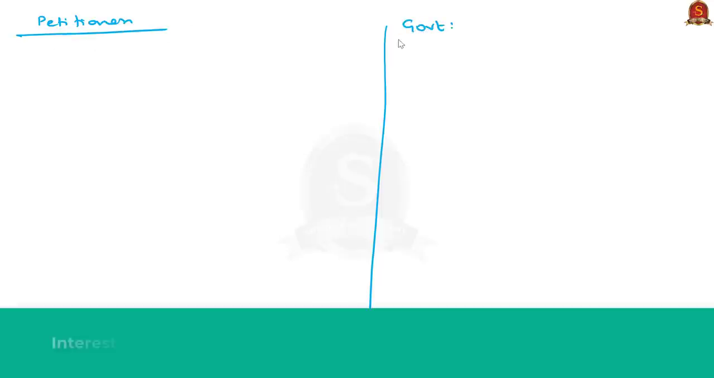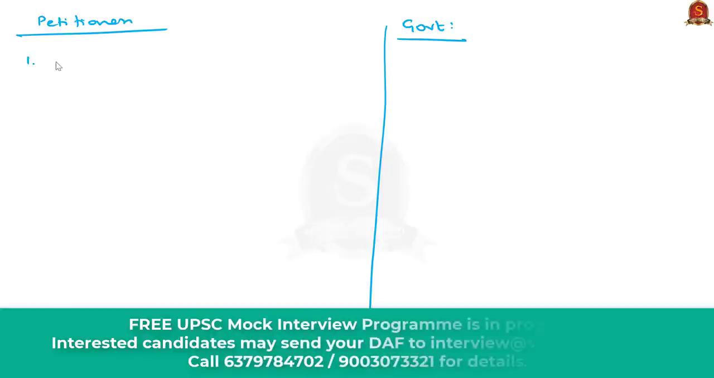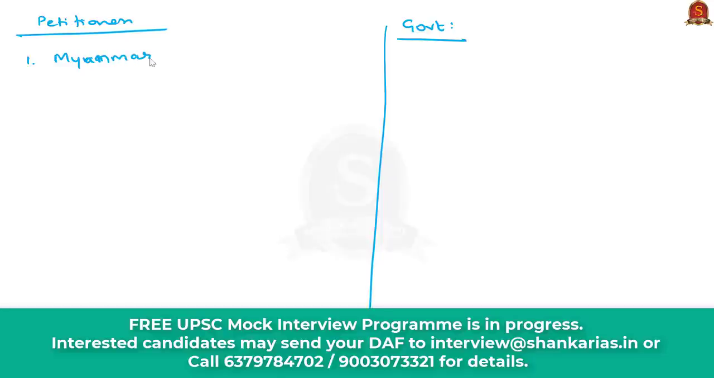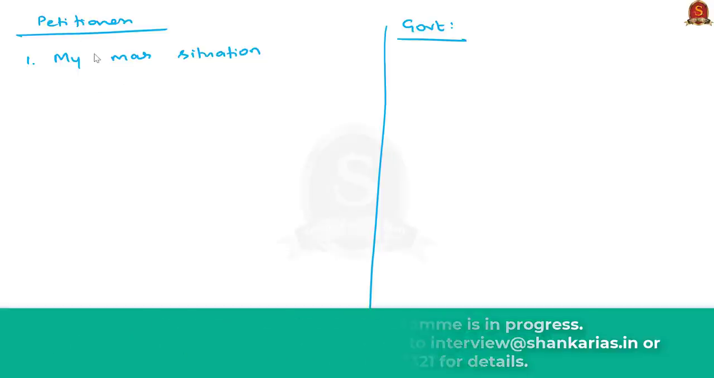The petitioners argued that India should not deport the refugees because the situation currently in Myanmar is not in good shape. As we know, democratic government or the democratic processes were not respected currently by the Myanmar government, as it is taken over by the military junta.